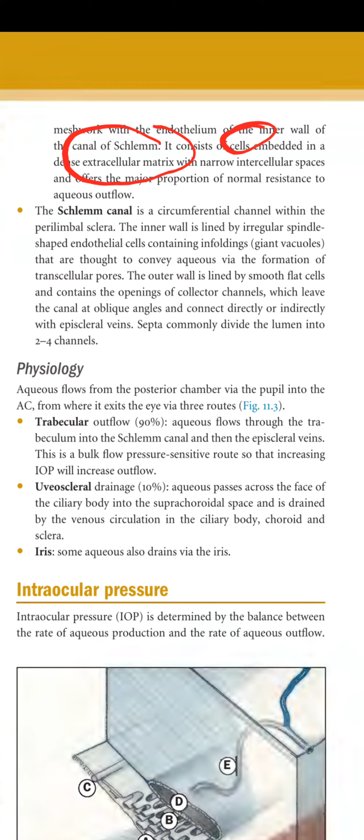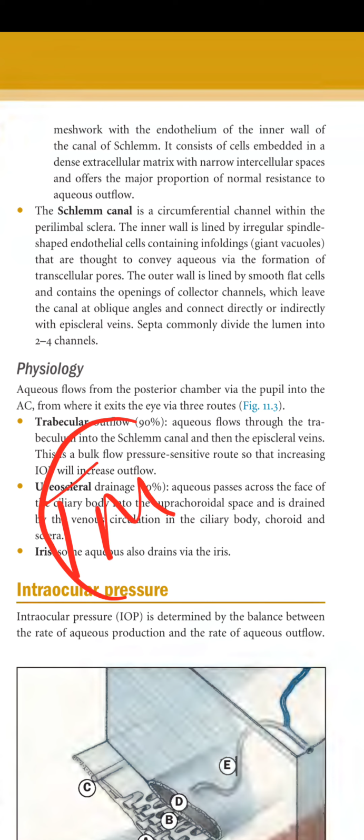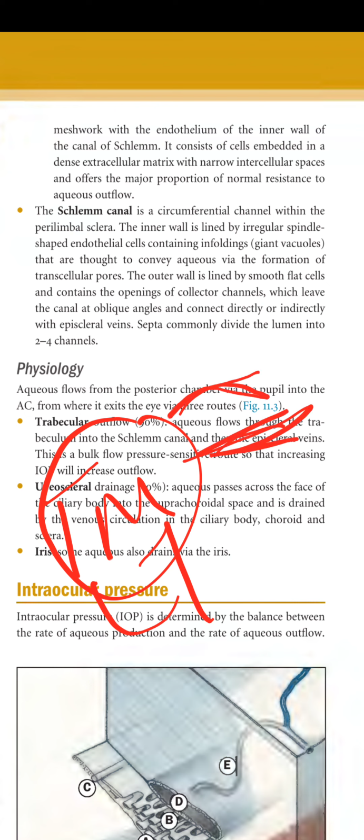So basically it connects the corneoscleral meshwork with the canal of Schlemm. So basically the aqueous outflow goes through the trabecular meshwork, and then it goes to the Schlemm's canal. So what is the Schlemm's canal? The Schlemm's canal is a circumferential channel within the perilimbal sclera.